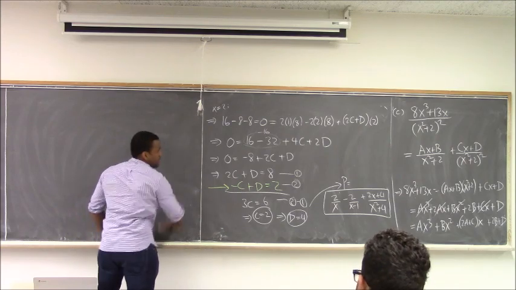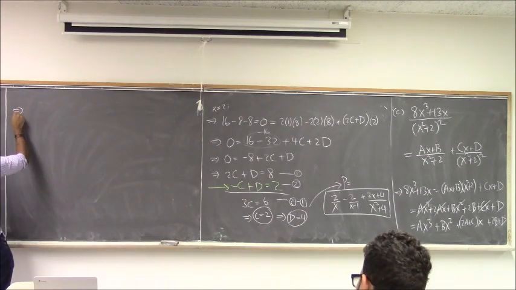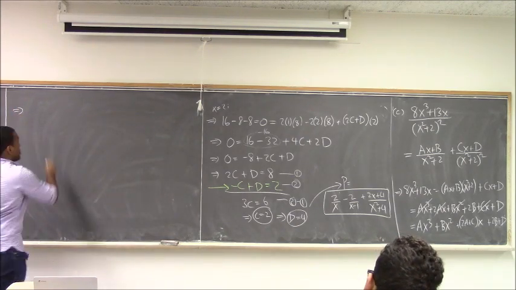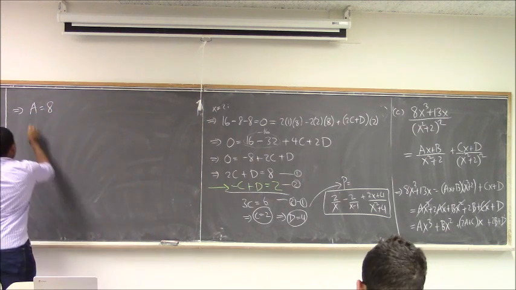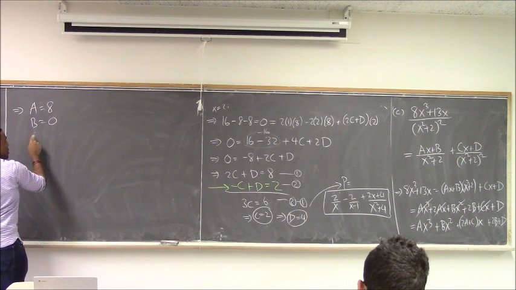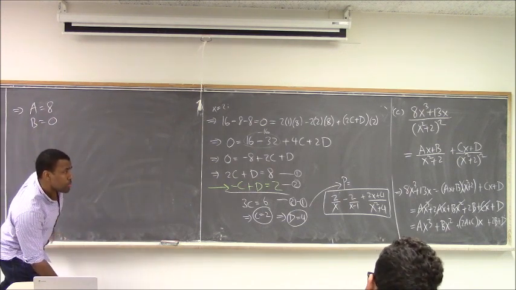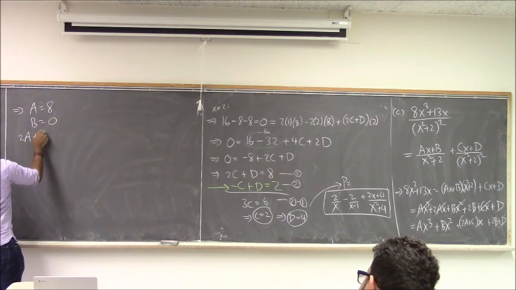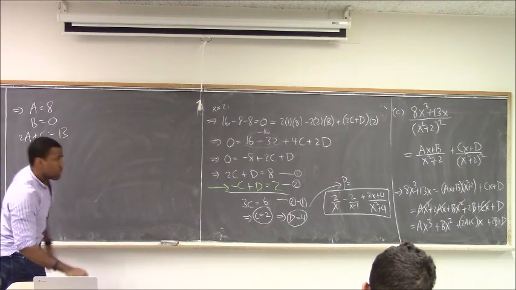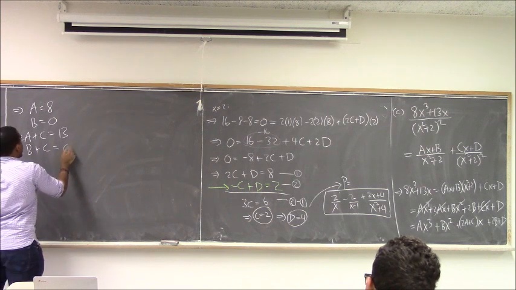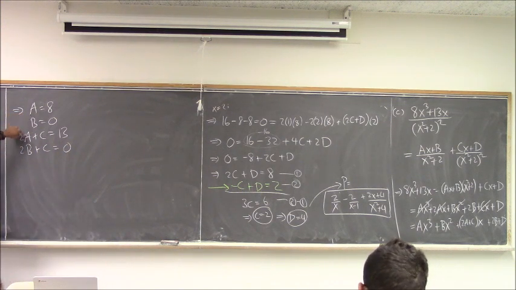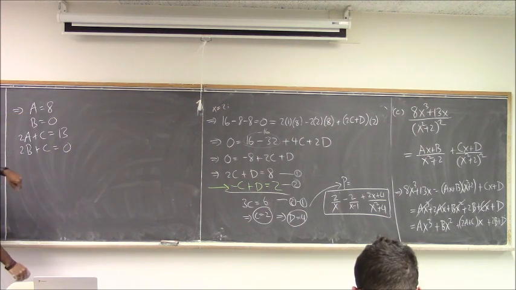As soon as I get erased, we can go. a is equal to 8. Right, so we have right away a is equal to 8, b is equal to 0. 2a plus c equals 13. And 2b plus d equals 0. But I already know what a and b are. That's d, isn't it? That's d? Yeah.